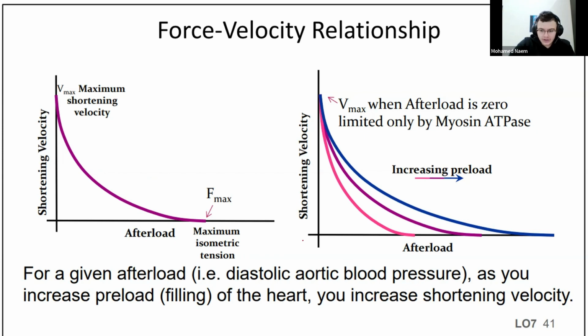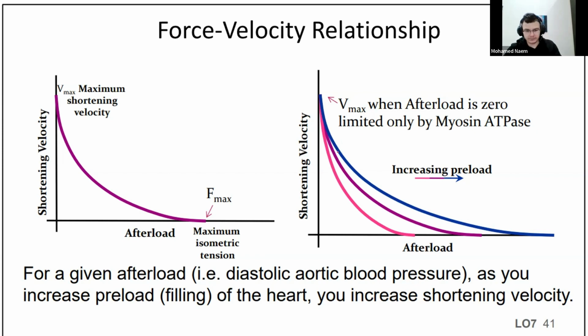The one thing that the doctor wants you to know here is that when you increase the preload, the shortening velocity also increases. In the case of the heart, the preload is the amount of blood inside the ventricle. So when you increase the amount of blood inside the ventricle, the shortening velocity is going to increase. The ventricle muscles inside the heart are going to take more time to contract. Very small differences, obviously, but it's a concept that you need to know.